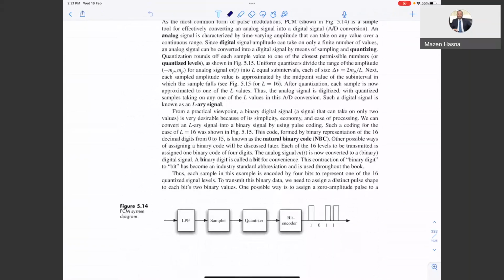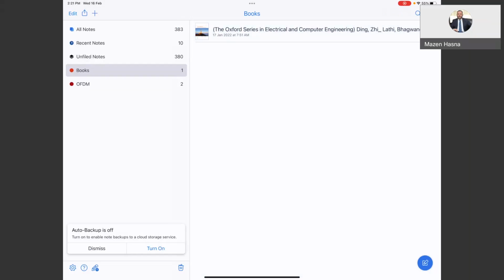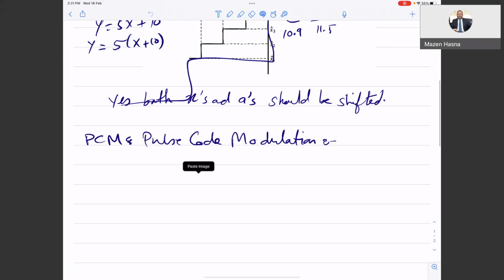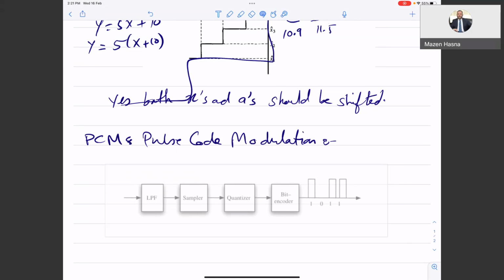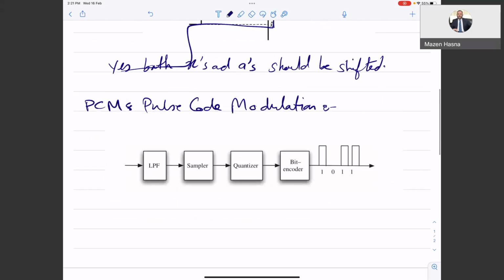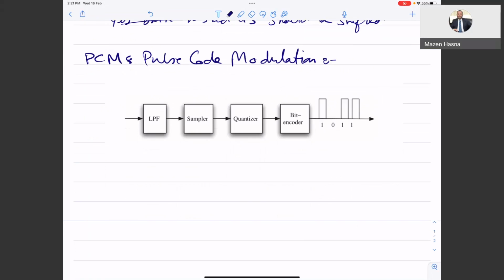Okay. So what we did last time, this is our PCM system that we are considering. And we said this is the anti-aliasing filter. We sample, we quantize, we assign ones and zeros to each level, and then the whole thing we call the process of pulse code modulation. And we mentioned that non-uniform quantization is better than uniform.